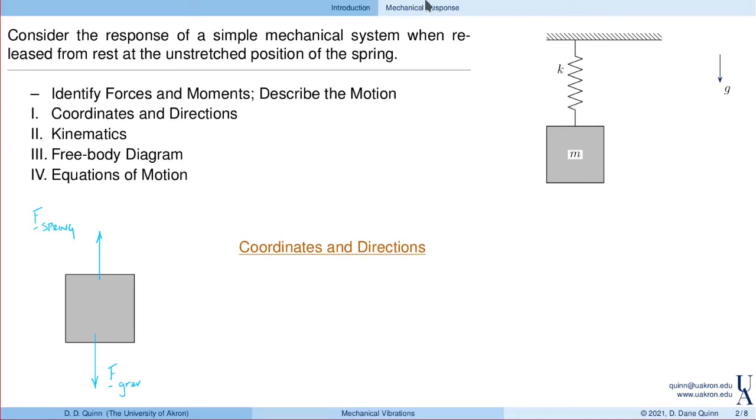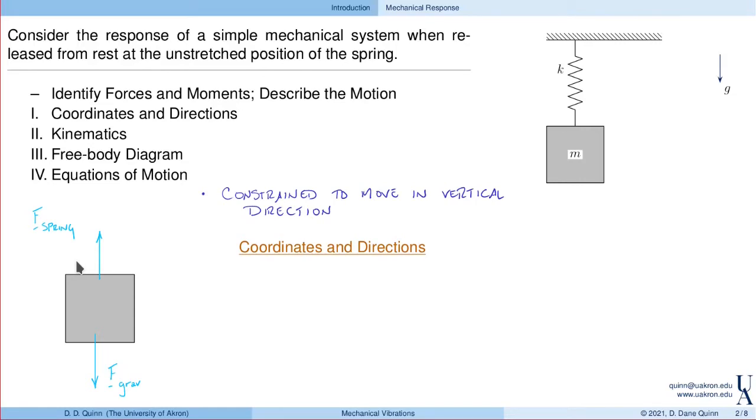Now, we also want to think about the motion a little bit. So the block is constrained to move in the vertical direction. We're not going to allow this block to rock back and forth. Instead, it can only move up and down. So it only moves in one direction, and these are the forces that act on it.